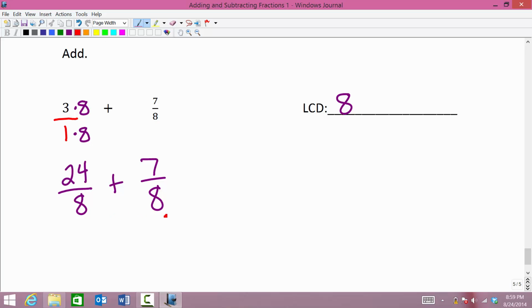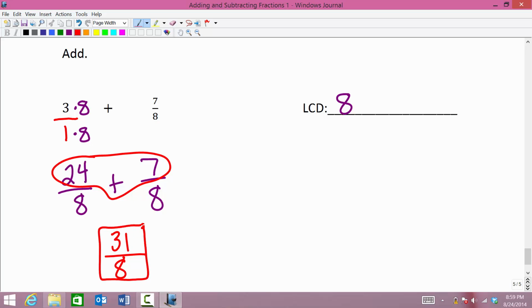Now they have the same denominator. We're going to keep that same denominator and combine our two numerators together. 24 plus 7 would be 31. And that is already reduced to lowest terms.